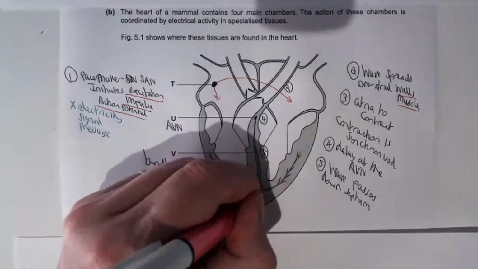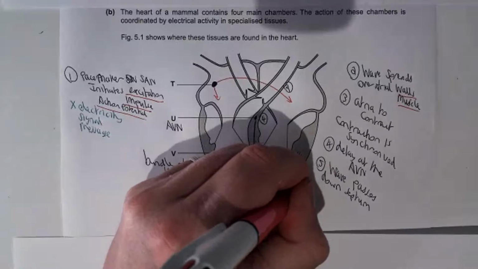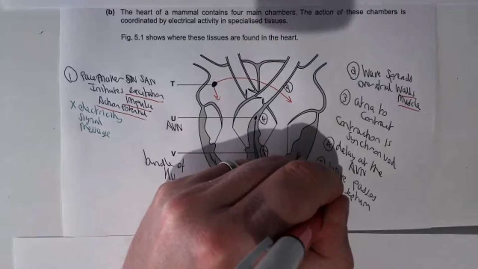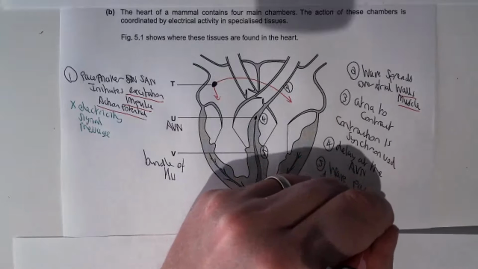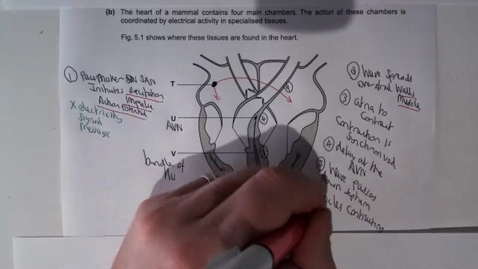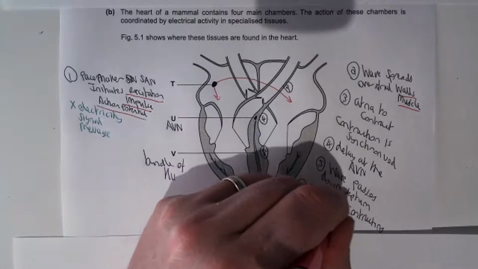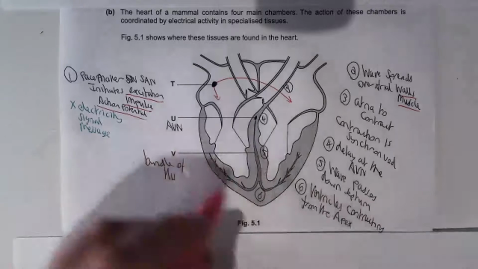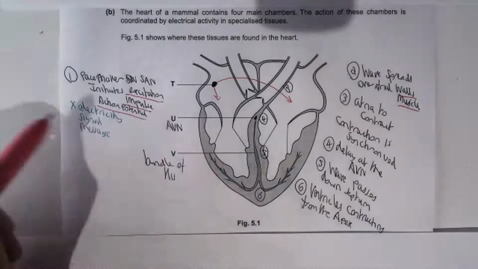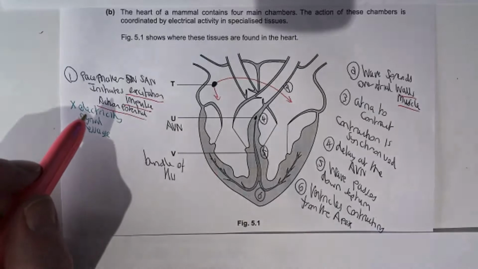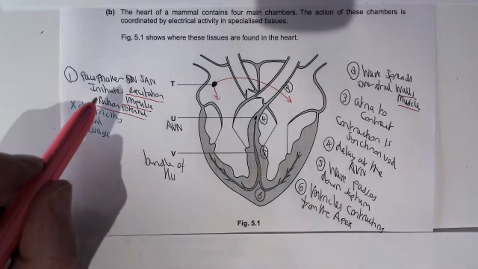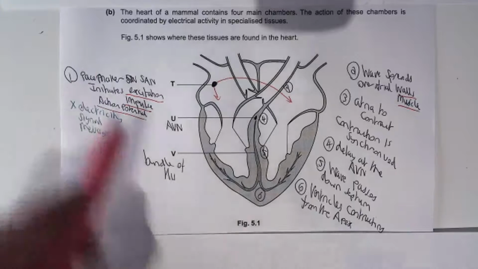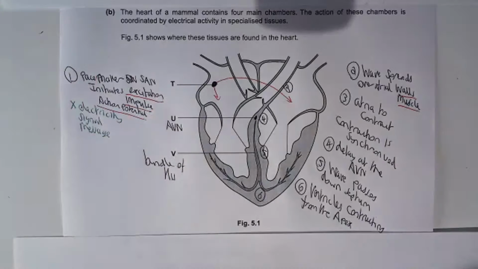That results in number 6, the ventricles contracting, and it's from the apex, the bottom of the ventricle, upwards. And that's the electrical coordination of the cardiac cycle explained.